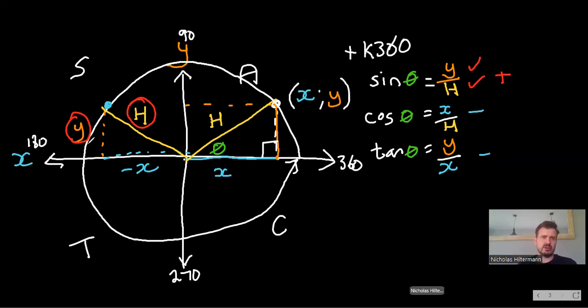And then, of course, here negative, negative, and that's why the tan is negative, because these are both negative. All right, so that's the CAST diagram. And then were you fine with your double angle formulas?